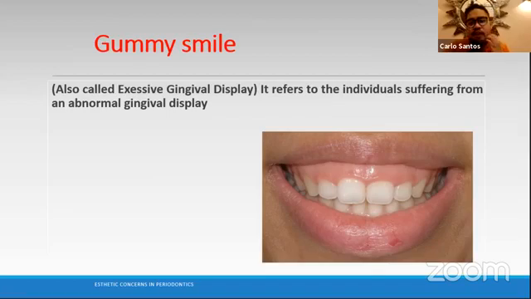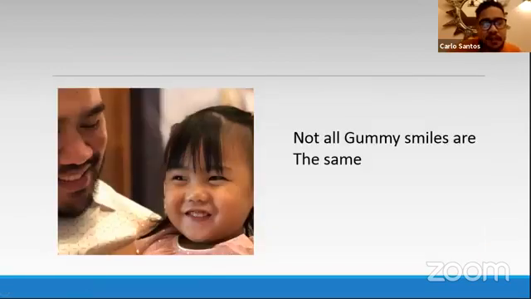Okay, an individual suffering from an abnormal gingival display. Actually, from this point to here, if it's above 3 millimeters, well, that's an excessive gingival display. Okay, not all gummy smiles are the same. Well, this is my daughter, my lovely daughter, who has a cute gummy smile. But yeah, not all gummy smiles are the same. It differs.